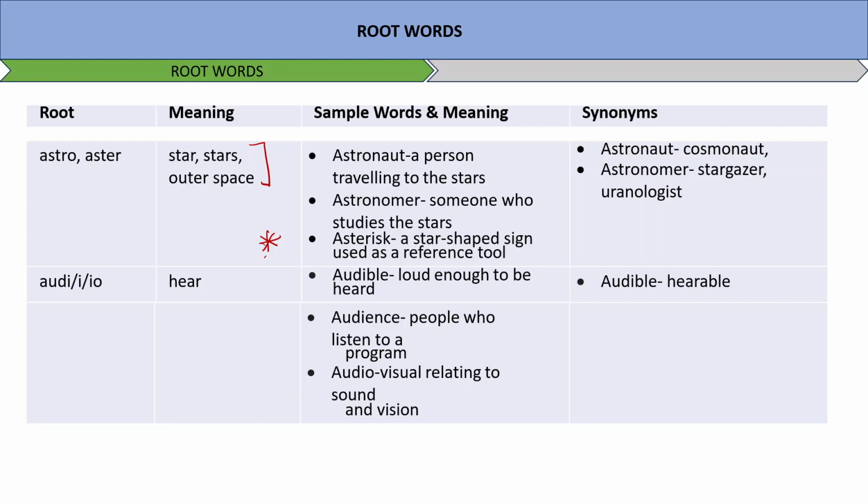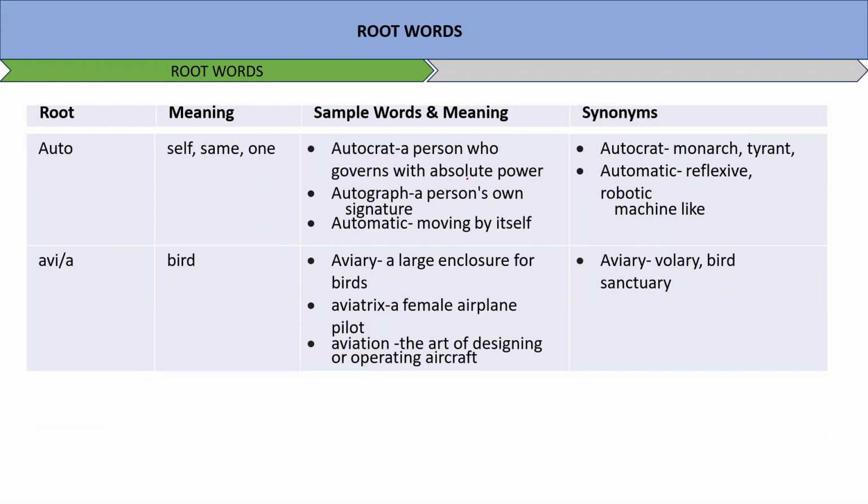Now, very important root word, auto, self, same, one. Auto means self, autocrat, automatic, right? Autocrat, a person who governs with absolute power, self power. Autograph, a person's own signature. Automatic, moving by itself, moving automatically, automatic machines, right? Autocrat, monarch, tyrant, and they practice autocracy, automatic, reflexive, robotic, machine like I just said, right?